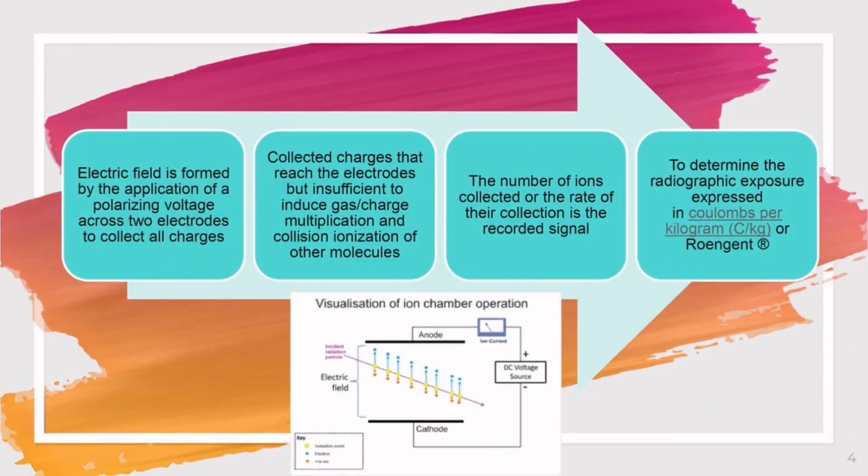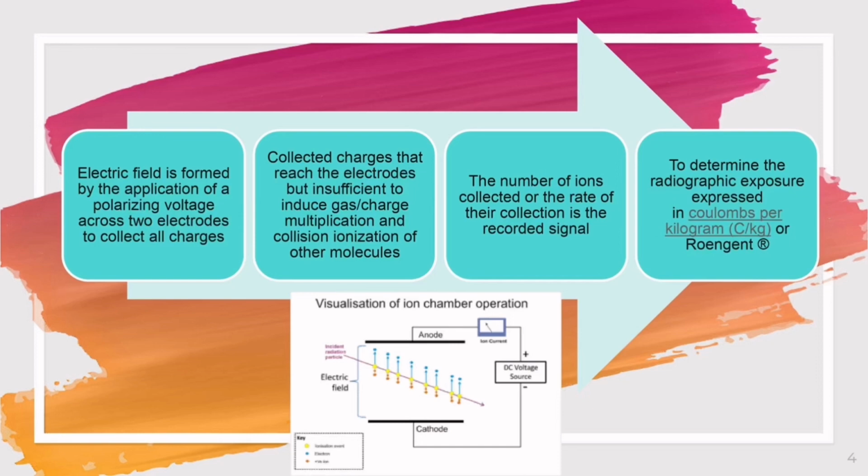An ionization detector is an air-filled chamber in which an electric field is formed by the application of a polarizing voltage across two electrodes to collect all charges liberated by the ionization of the air contained within the chamber. The electric field is sufficient to collect almost all of the charges that reach the electrodes, but insufficient to induce gas charge multiplication and collision ionization of other molecules. The number of ions collected, or the rate of their charges, is the recorded signal.